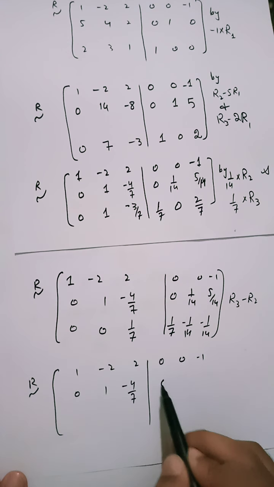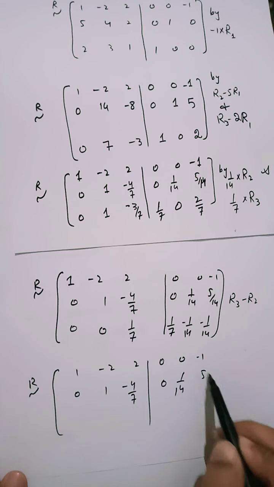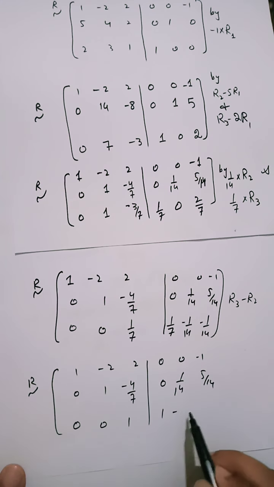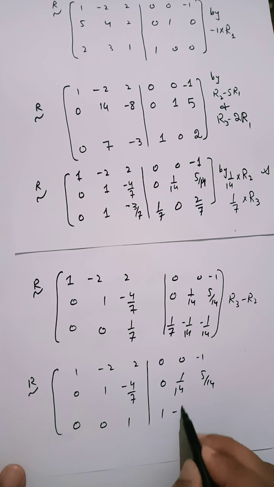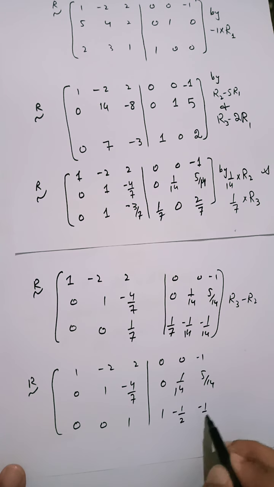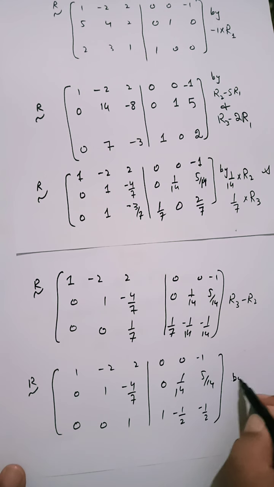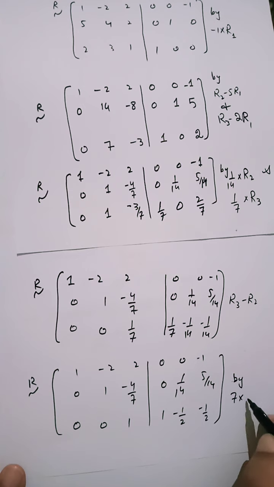7, the rest of the 2 rows are as it is, multiplying this by 7. So you will get this. The 7 will multiply with the whole third row, 7 multiplied by R3.